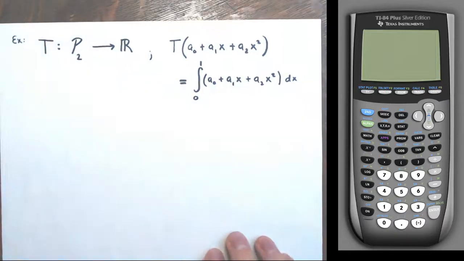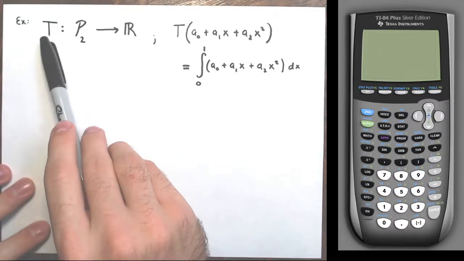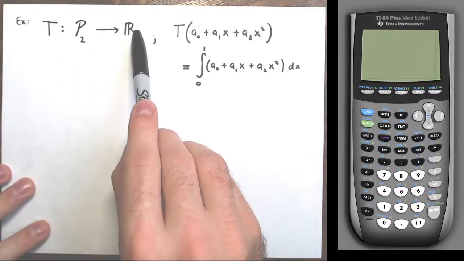So now, for the rest of the video, I'm just going to go over some examples of transformations between some vector spaces, and evaluating them: plugging in certain inputs, getting certain outputs, and so on. So here I have a transformation T from P2 to R.